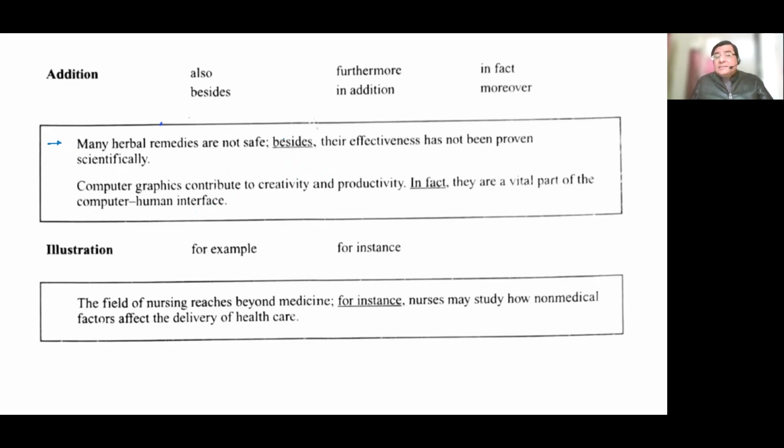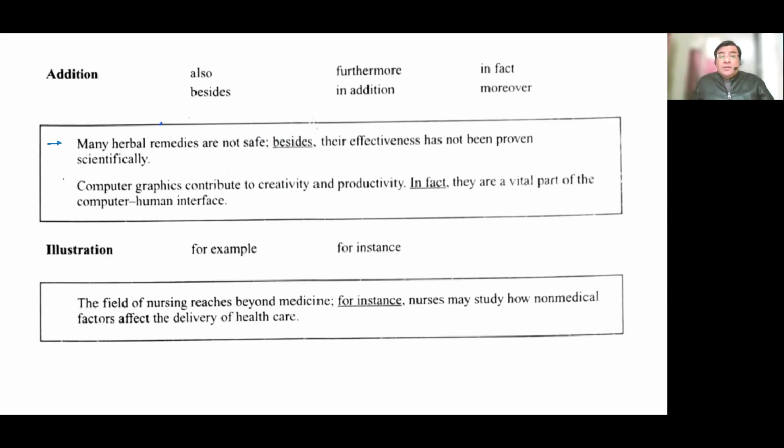But notice the syntax. It's very specific. You can use besides after a semicolon and then follow this conjunctive adverb with a comma. Okay? Another possibility is that you split the complete thought into two connected ideas by using a full stop.